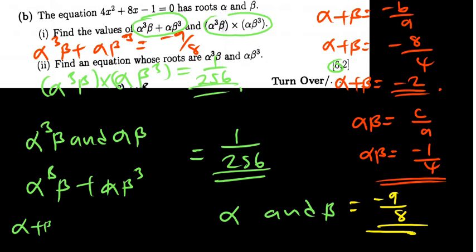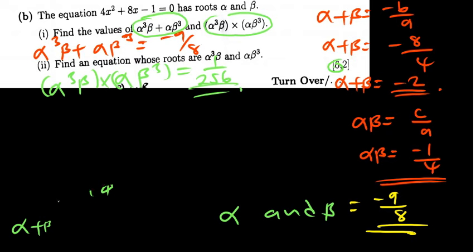Okay, so let's go now to the equation part. The question is: find the equation whose roots are these. That's why this question had only 2 marks, because they know that you have found the answer already.